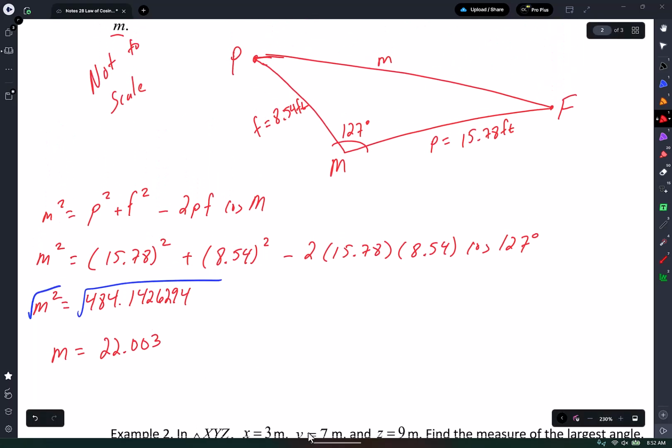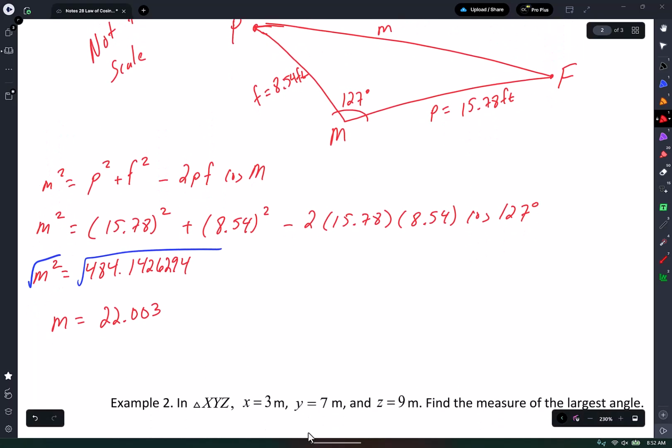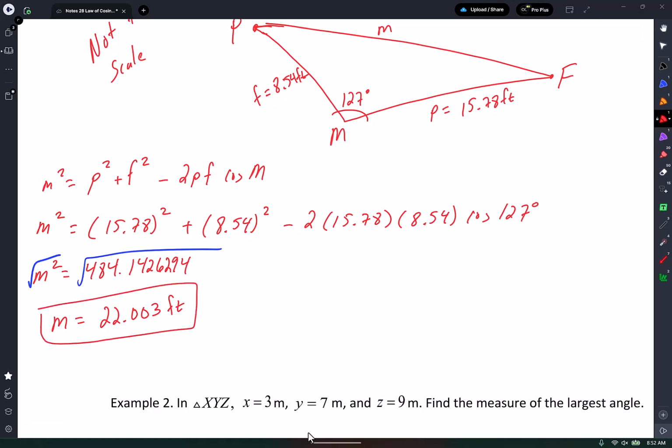22.003. And then I need units. What are my units? Feet. If you have units, use units. And there it is. That's how you use it.